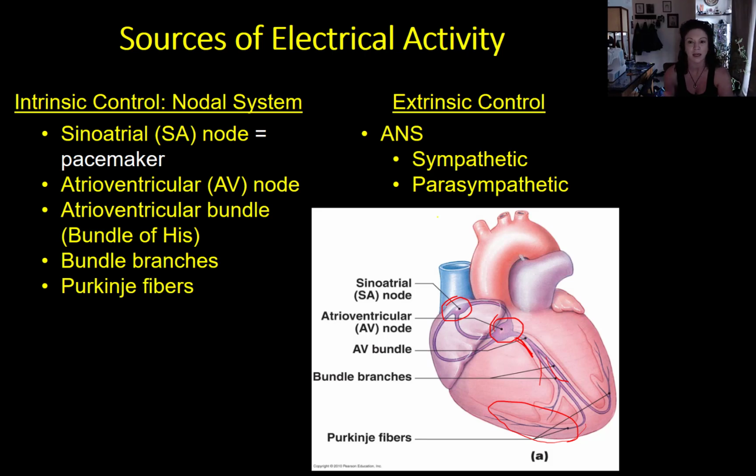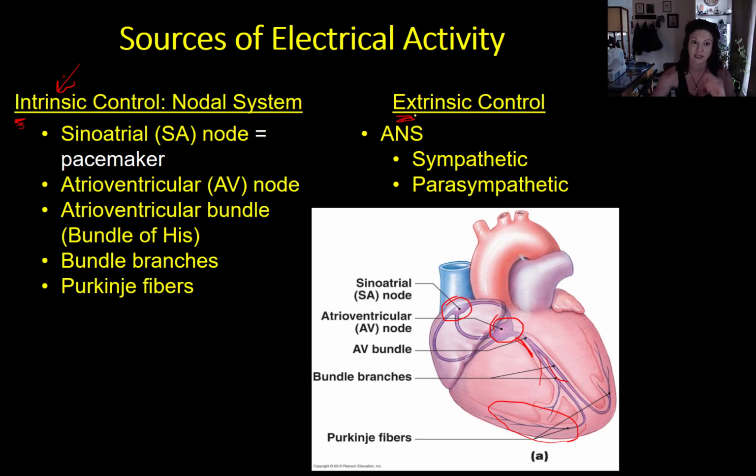So heart rate can be mediated by either extrinsic or intrinsic factors. I mentioned this in class, but it's been like a month and a half. Let's review what these words mean. Intrinsic, think inside. An intrinsic control factor is something inside the organ itself. Extrinsic, think external. If something is extrinsic, it means it's outside the organ or outside the system.